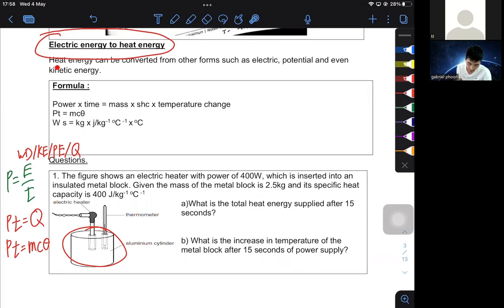So heat energy can be converted from other forms such as electrical, potential, and even kinetic energy. In this scenario, if we were talking about electrical energy, it is power times time equals mc theta. And the units will still be the same, guys. Power is still in watts, time is still in seconds, and mc theta still has the same exact units. Can you guys copy this formula down? You can copy this one or this one, it doesn't really matter.